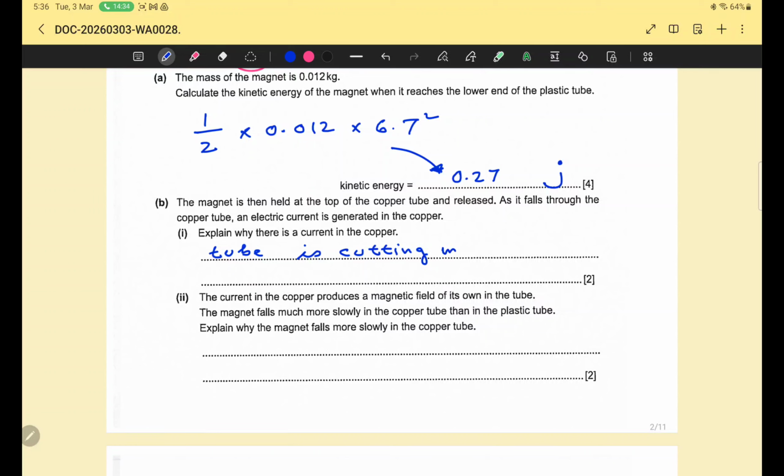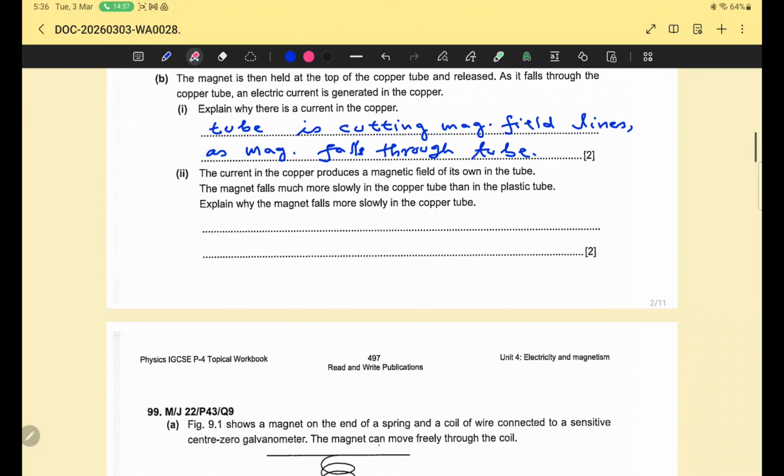magnetic field lines as the magnet falls through the tube. And you know it is called electromagnetic induction. And now they are applying Lenz's law.